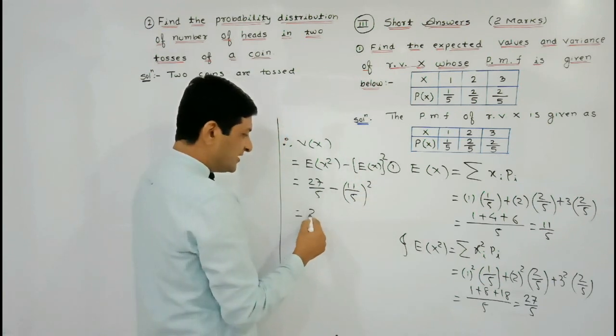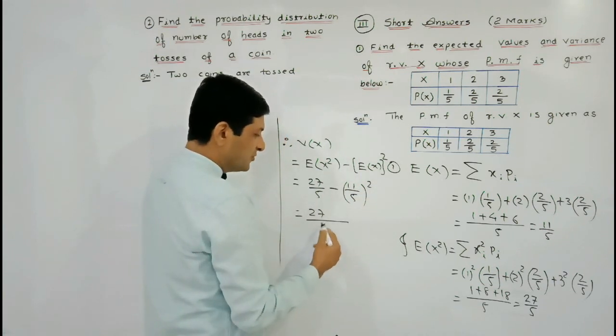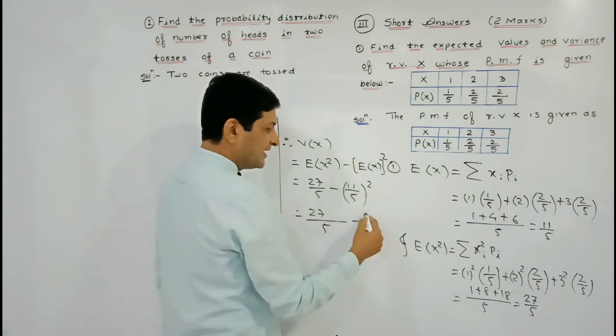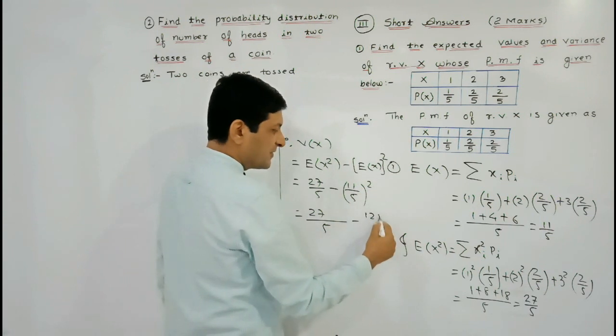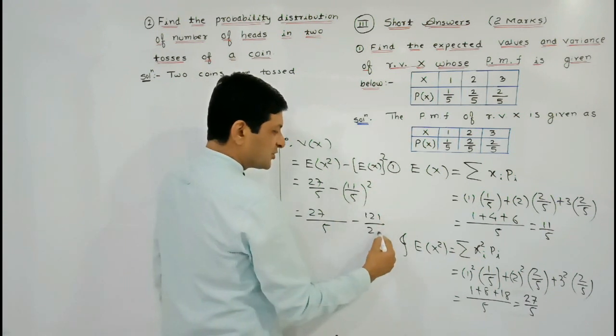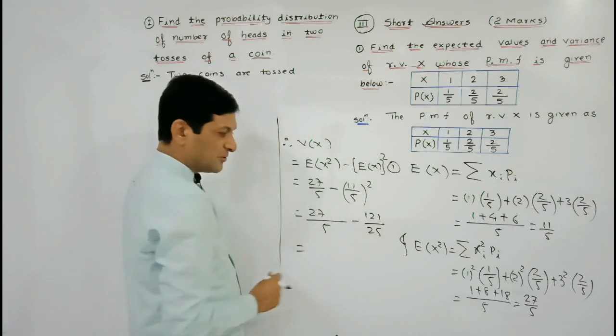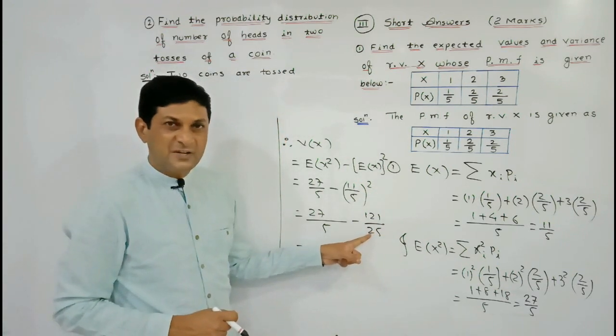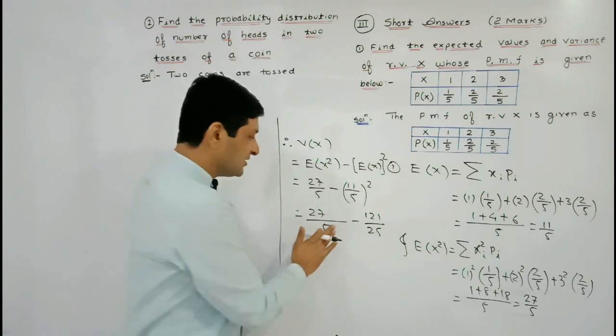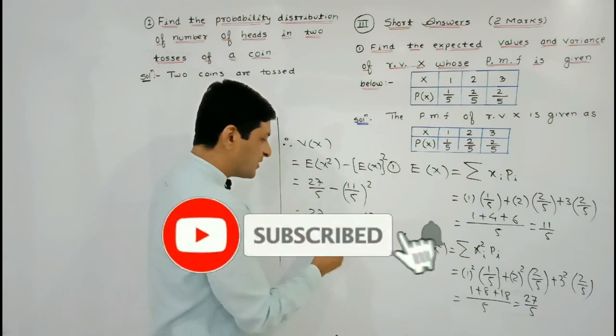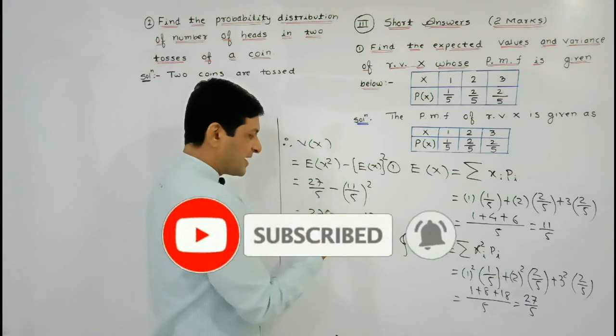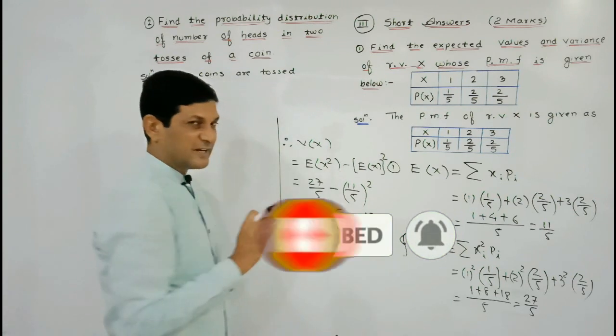So here 27 upon 5, keep it as it is, and here what are we getting? Square of 11 is 121 and square of 5 is 25. So which is equal to, if you observe here, the denominator is 25. To get 25 in the denominator, we are multiplying the denominator by 5. That's why I'm multiplying the numerator by 5.